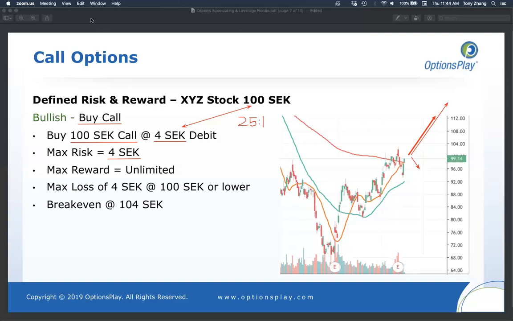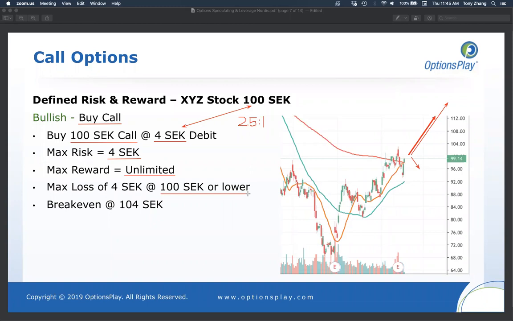And your max reward here is unlimited. As long as the stock keeps going higher and higher, you can make more and more money. And the most you will lose is 4 crowns if the stock is at 100 crowns or lower at the expiration date.